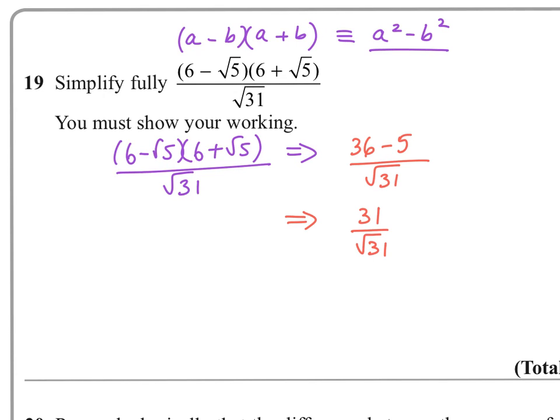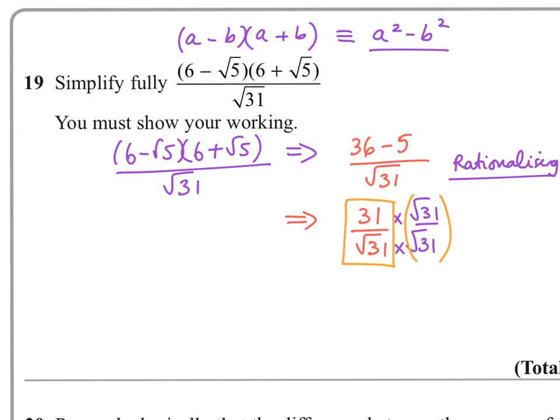And then you may have heard of a topic called rationalizing the denominator, and so we'd just times the denominator by root 31, which means we'd have to times the numerator by exactly the same. And for those that worry about that, you're just timesing by 1, because root 31 over root 31 is the same as timesing by 1, which means that this quantity does not change its value. But what you do end up having here is 31 lots of root 31 over root 31 times root 31, which is 31.